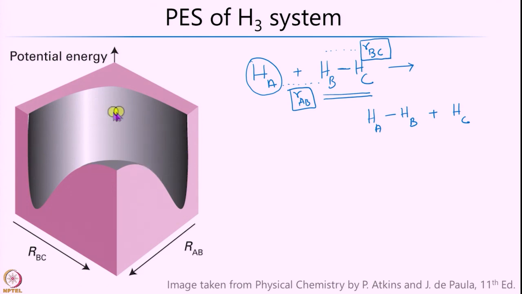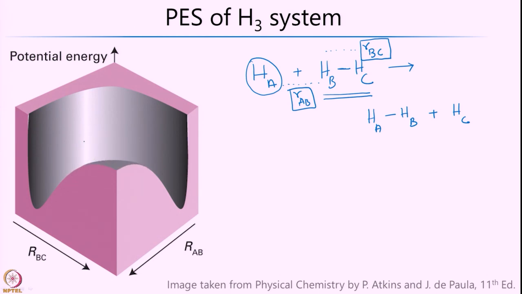And invariably such potential energy surfaces are constructed by what are called electronic structure calculations, which are typically based on quantum mechanics based computations, where both these parameters, that is the distance between HA-HB and the distance between HB-HC, are varied. At each of these points, the potential energy of the system is calculated and plotted as a function of these two coordinates. For the H3 system, we would end up with a diagram which would look like this. So, we will try and dissect this a bit more and try to understand this.